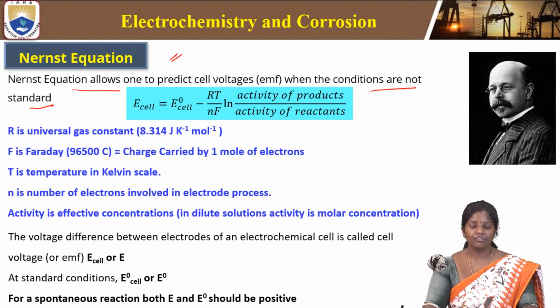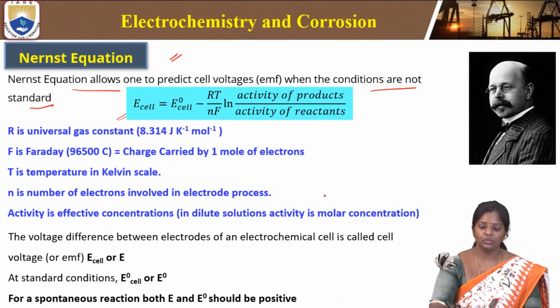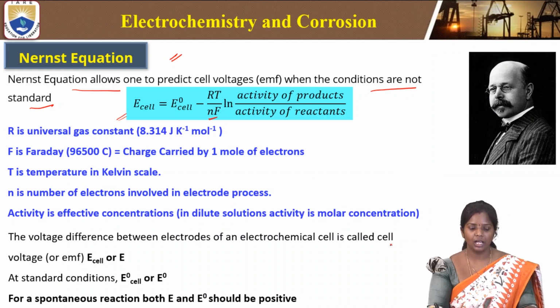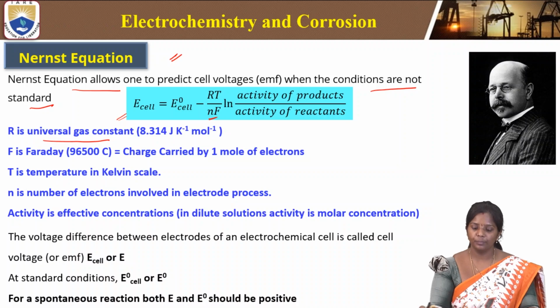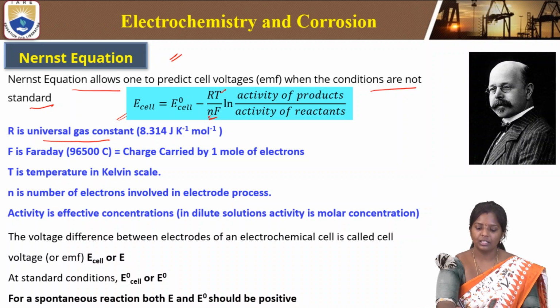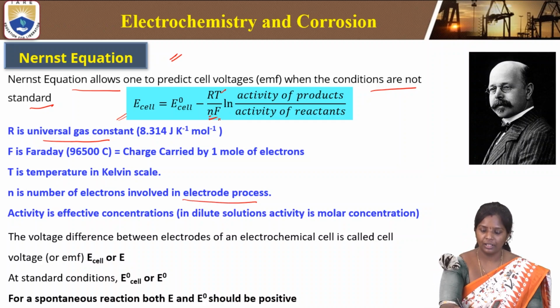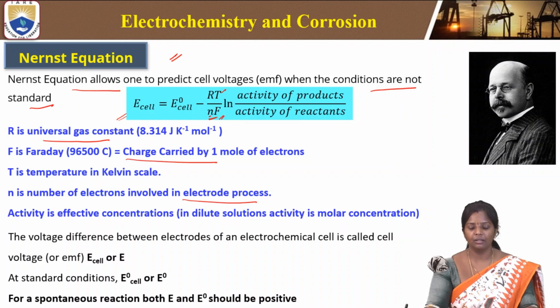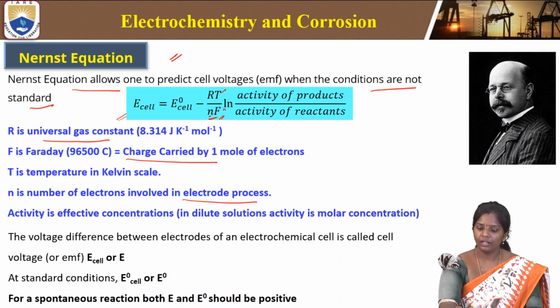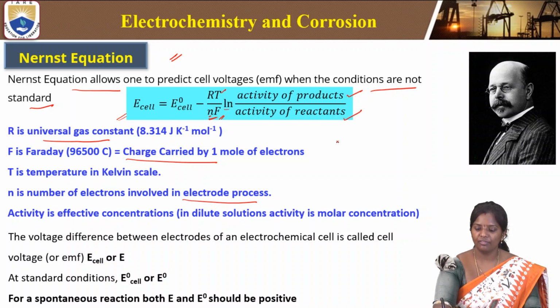It is given by a formula: E cell is equal to E naught cell minus RT by NF. What is R? R is the universal gas constant, which has a constant value. T is the temperature, N is the number of electrons involved in the reaction or the electrode process, and F is the Faraday, the charge carried by 1 mole of electrons in that reaction. Then ln of activity of products by activity of reactants.